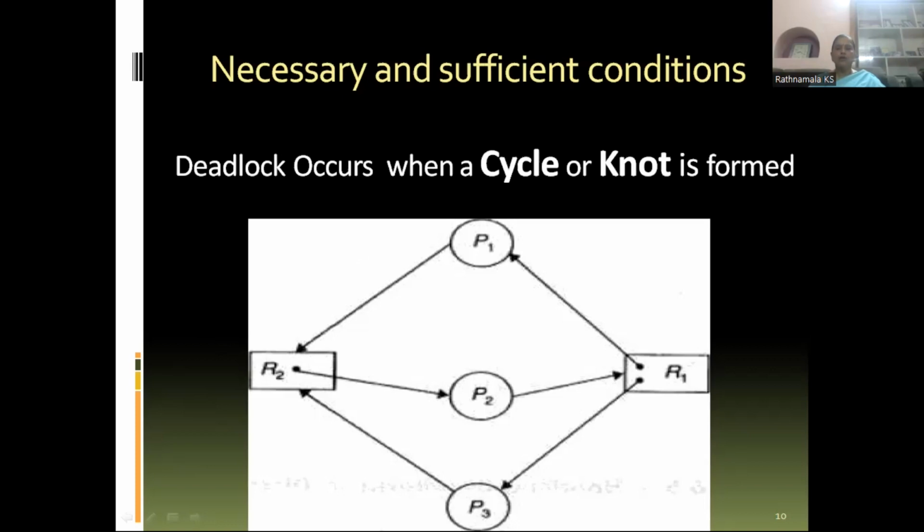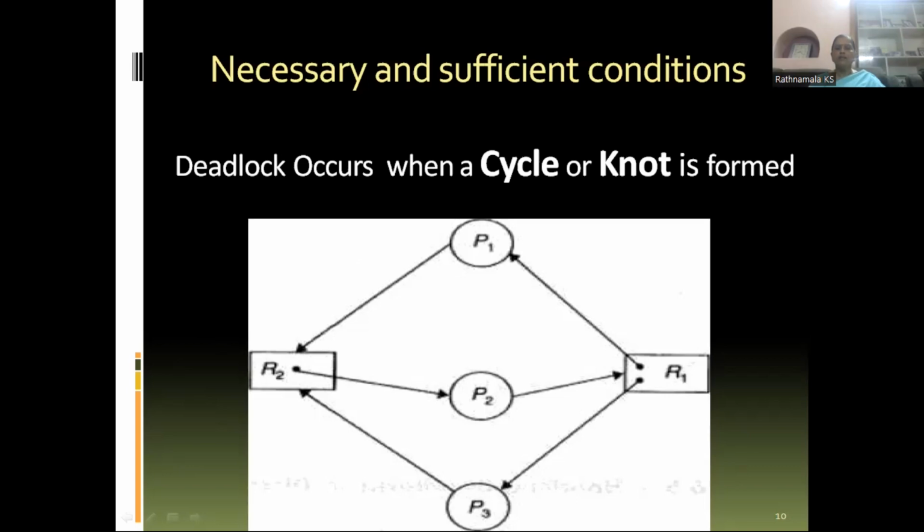A knot, as you already know, is two rings interlocked with each other, two cycles. So that is a knot. A cycle may be somewhat simpler to release and can be removed, but a knot is not that easy to remove. Here you see R1, P1, R2, P2, R1. This is one cycle, and another cycle within the cycle: R2, P2, R1, P3, R2. So it is like a cycle within the cycle, which is a knot.